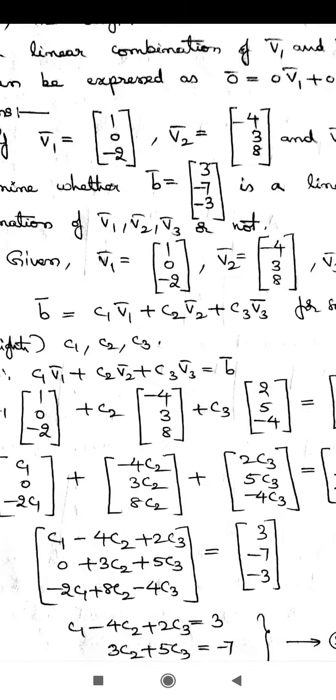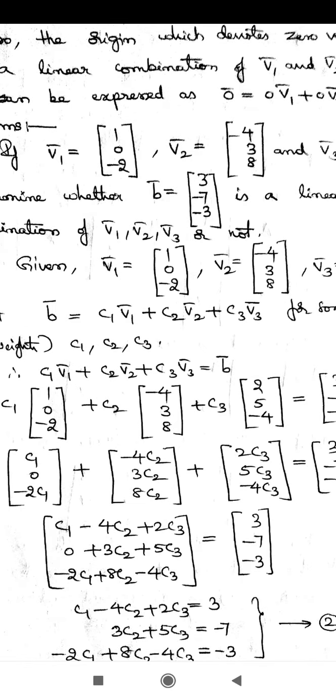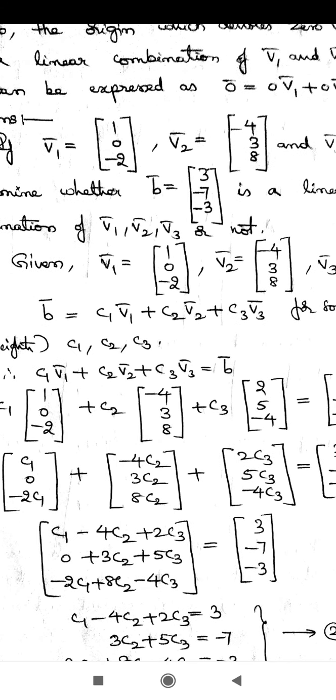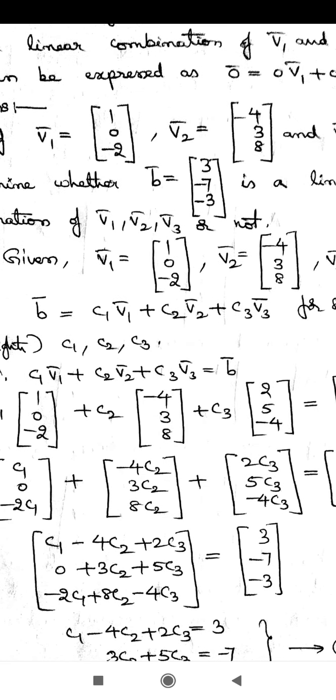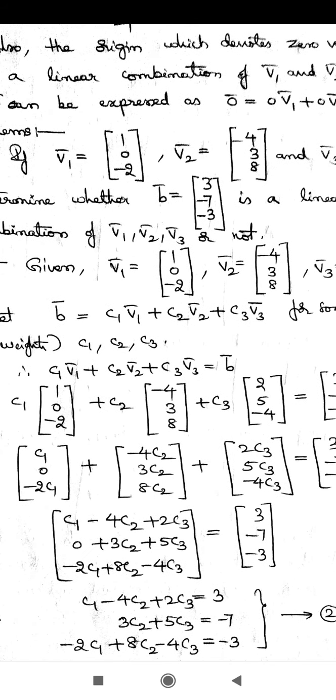Recall the equality of matrices: as these two vectors are nothing but matrices of the order 3 by 1, as they are of equal order, we can equate the corresponding elements in both of them and get these equations. So we got three equations by equating either side of the above two vectors, and this system I am representing as equation number 2.